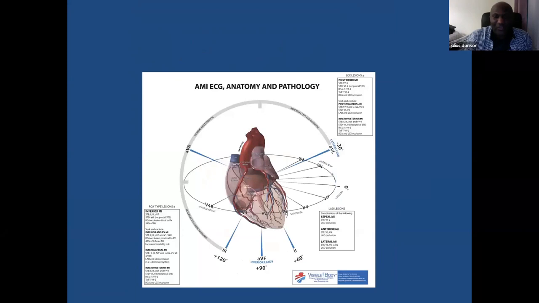Right, okay. So we went over this, which I borrowed from Life in the Fast Lane as well, the anatomical location for MI. So you've got inferior leads, obviously lead two, lead three, aVF. So that's obviously looking at the inferior portion and the posterior portion of the myocardium and the right side of the myocardium. As you can see, there are three main arteries that supply blood to the heart.